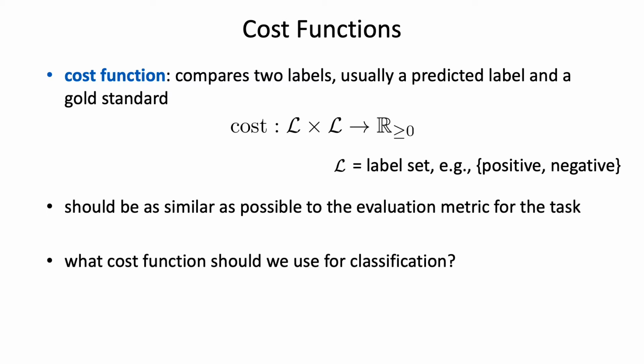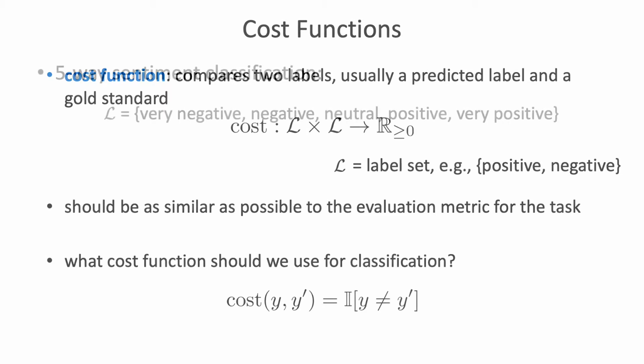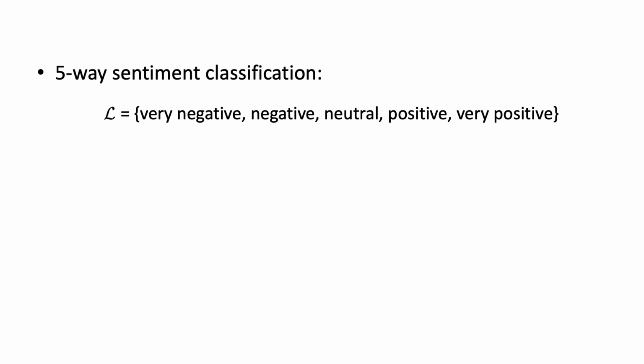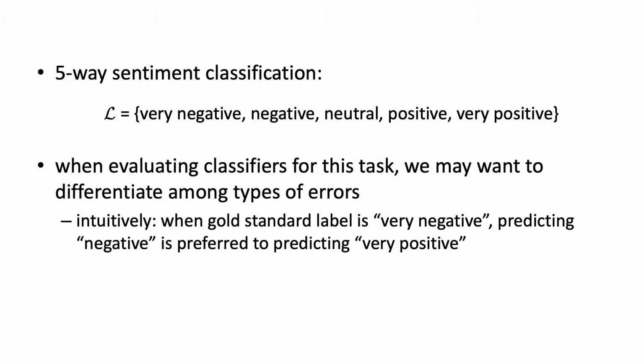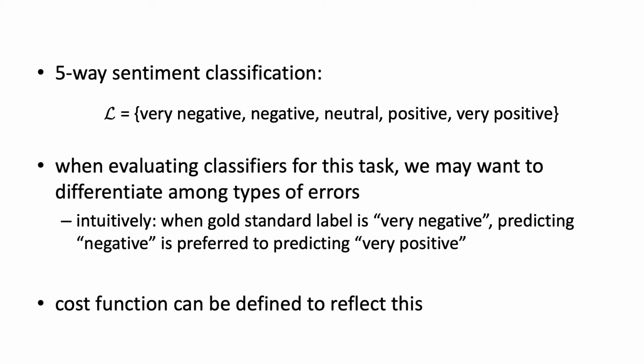So what cost function should we use for classification? Probably something like this, which returns 1 if the two labels are different and 0 if they're the same. However, that may not always be the best choice. Suppose we're doing 5-way sentiment classification with these labels. When we evaluate classifiers for this task, we may want to treat different error types differently. If the gold standard is very negative, then a classifier that predicts negative is better than one that predicts very positive. And the cost function can be defined appropriately to reflect this.